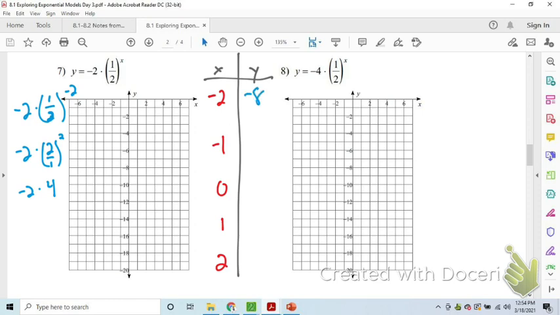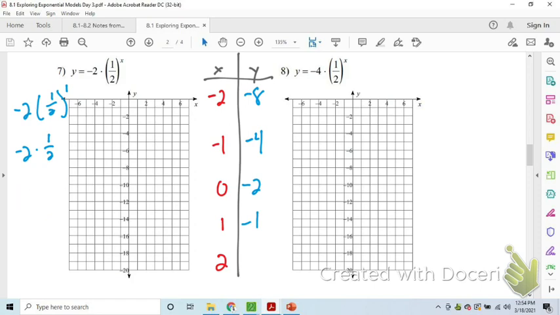All right. Now if I take it to the -1st power, this would be like 1/2. So we flip it into 2/1 to the 1st power. -2 times 2 is -4. Then if I take it to the 0 power, that's -2 times 1. What's that? -2. Then if we change that, say, okay, what if we take 1/2 to the 1st power? Well, that's just 1/2. -2 times 1/2 is going to be -2/2, which is -1.